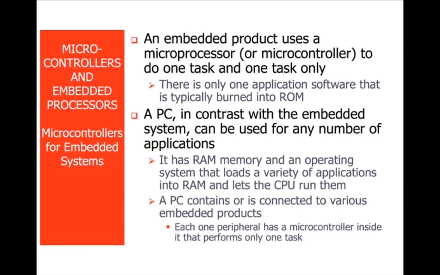An embedded product uses a microprocessor or microcontroller to do one task and one task only. There is only one application software that is typically burned into ROM. A PC, in contrast with the embedded system, can be used for any number of applications.